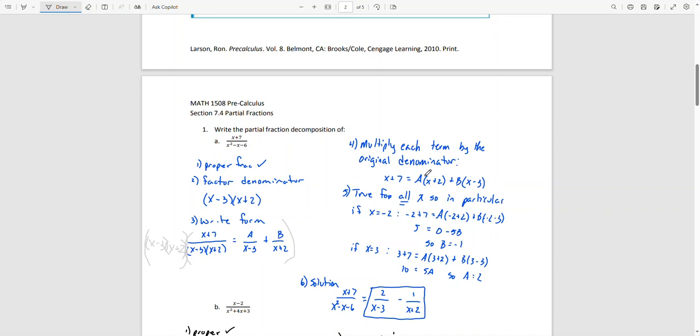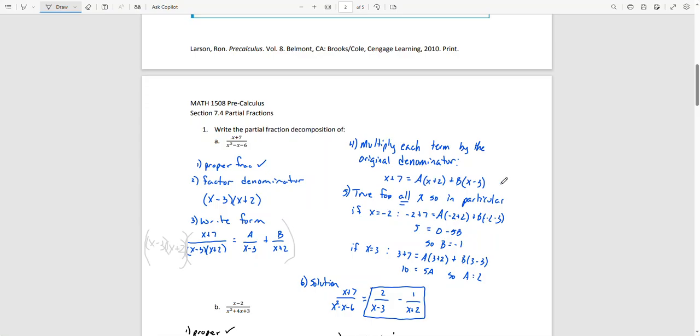Notice how when you multiply by the common denominator, A gets multiplied by the denominator of B, and B gets multiplied by the denominator of A. All right, so this one cancels out. We multiply by what I call what's missing. So x plus 7 is equal to A times x plus 2 plus B times x minus 3.